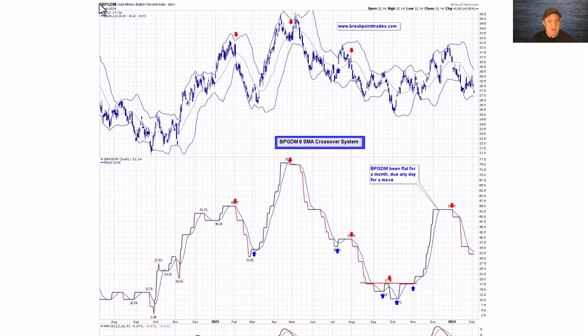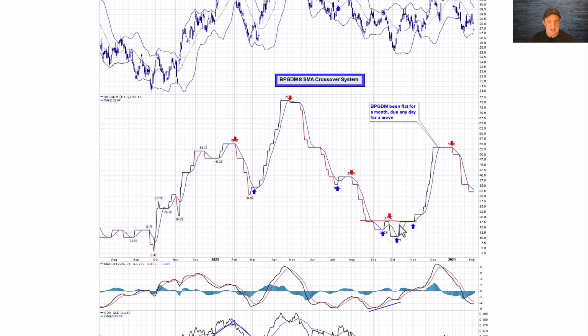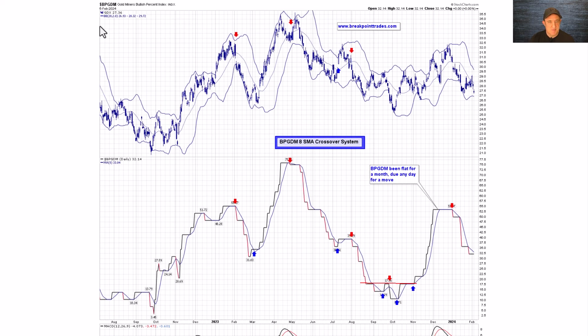Next, chart 59, here's the bullish percent gold miners index. This is a BPGDM 8 SMA crossover system. It's not perfect, but it's a pretty good guide. You can see the buy signals there in October, November, and the sell signal there in December. It's been a pretty good sell signal. BPGDM is now down at 32.5%.